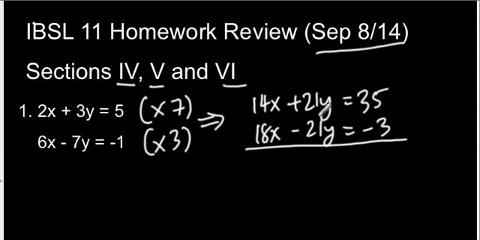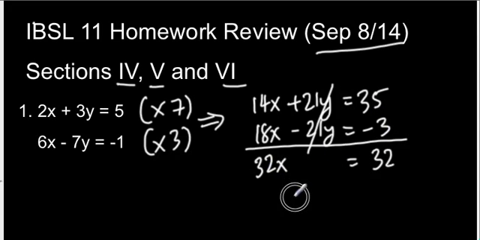Now what we want to do is add these together. Why? Because then that helps cancel this out. So what's 14 plus 18? That's 32x. And the y's give 0, and 35 plus negative 3, which is basically 32. In other words, we're doing 35 minus 3, right? So 32x is equal to 32, so therefore x is equal to 32 over 32, which is equal to 1.